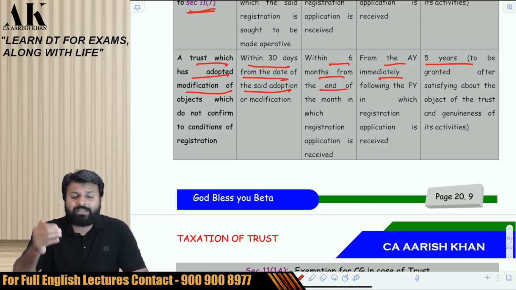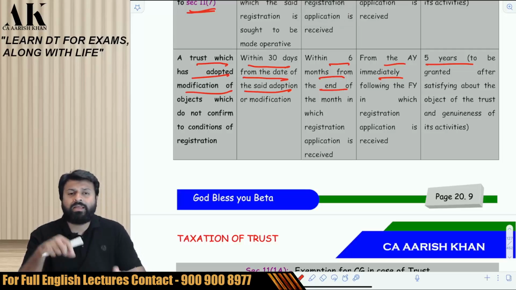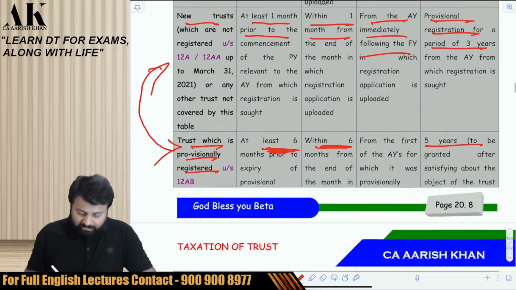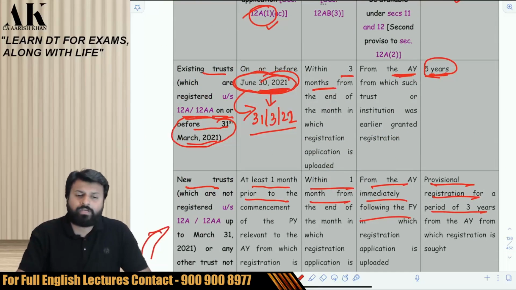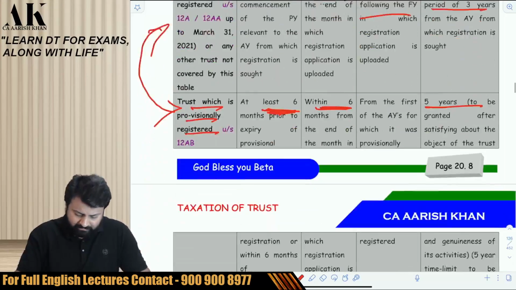So these are the different categories which are covered under the chapter of trust. I hope it is clear to all of you. And this new table is extremely important. And this first time limit is extended by CBDT from 30th June to 31st March 2022. Anyways, it has already been asked in May 2022 exam. So the chances of this coming in November 22 is very less.